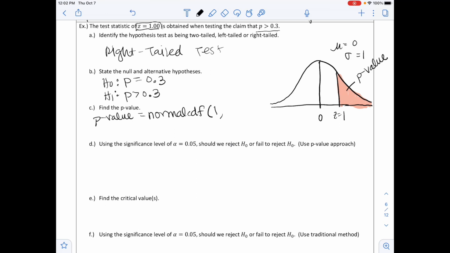That's where our shading starts. Shading goes on forever. Remember, we use 1E99. Our mean and our standard deviation, so 0 and 1. Close your parentheses, and rounding to 4 decimal places, we get 0.1587.